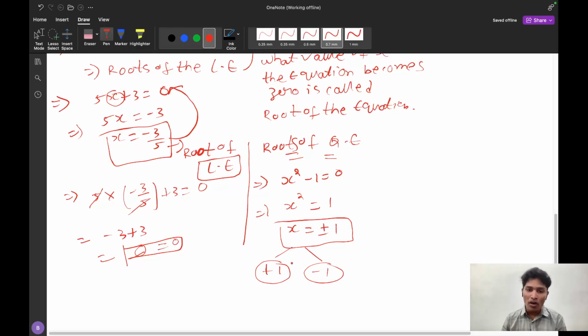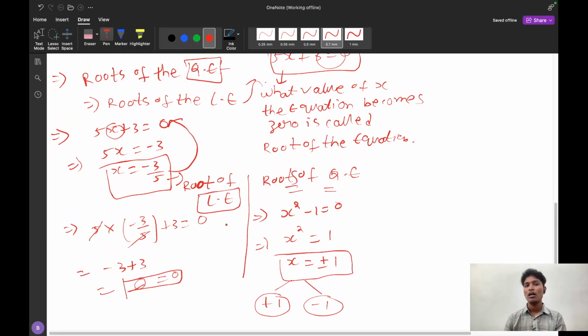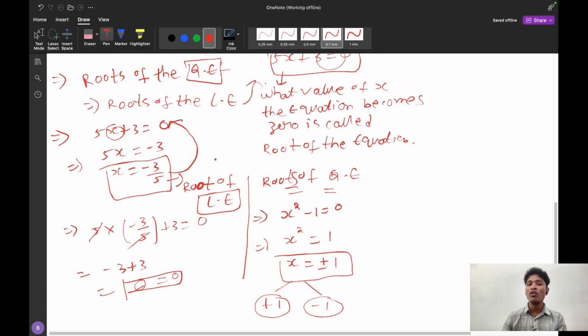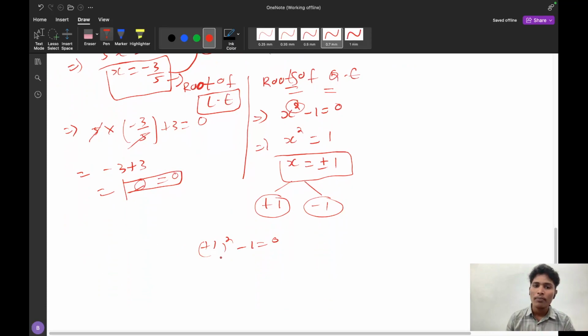So why are we getting two values? In a linear equation we got only one value, because a linear equation has only one root since the degree is 1. A quadratic equation has two roots because the degree is 2. You can understand it like this. So plus 1 and minus 1 both are satisfying. You can check: plus 1 whole square minus 1 equal to 0. Plus 1 whole square is 1, minus 1 equal to 0.